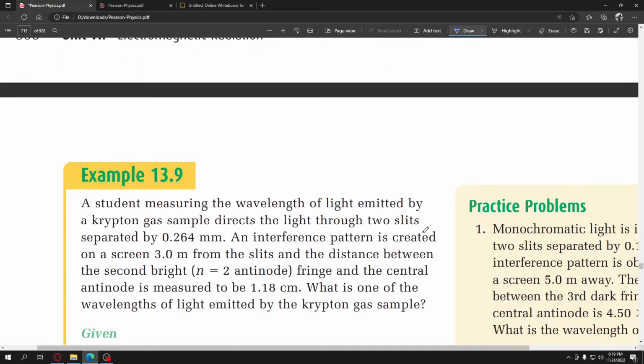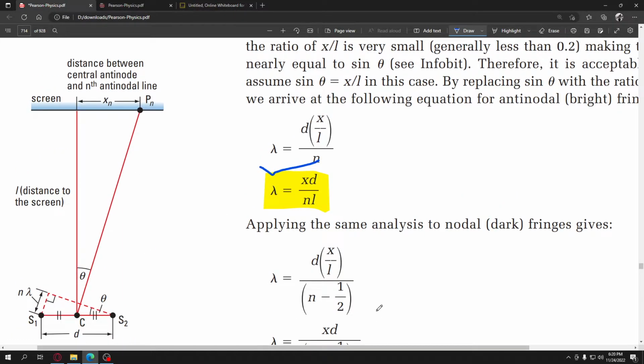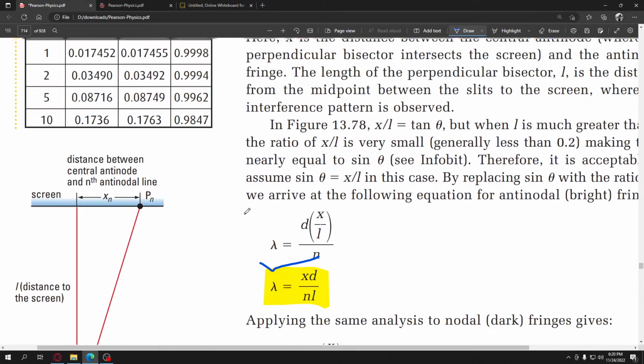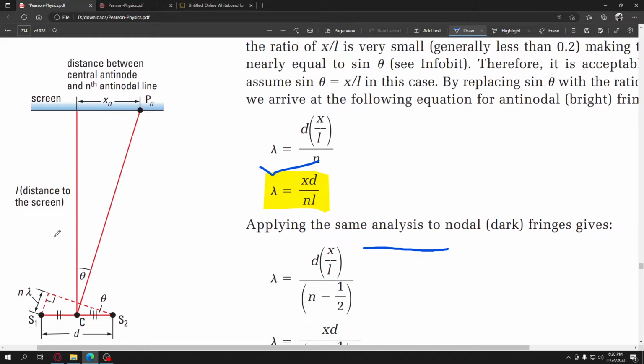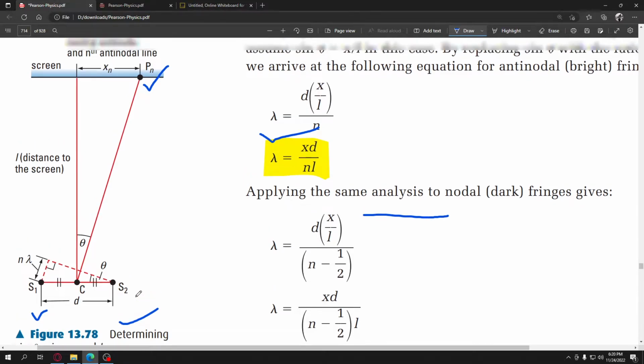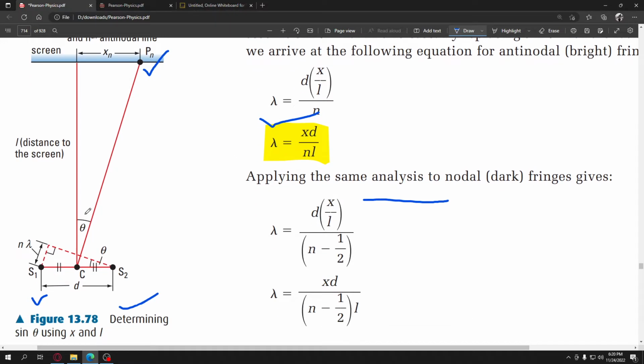Sorry, this part isn't too important. Basically lambda can be found using another formula which is shown here. Just remember the formula, where x is the distance between the midpoint and the central antinode, d is the distance between the sources, n is the number of nodes or antinodes, and L is the length. Alright, this distance from the screen is L.